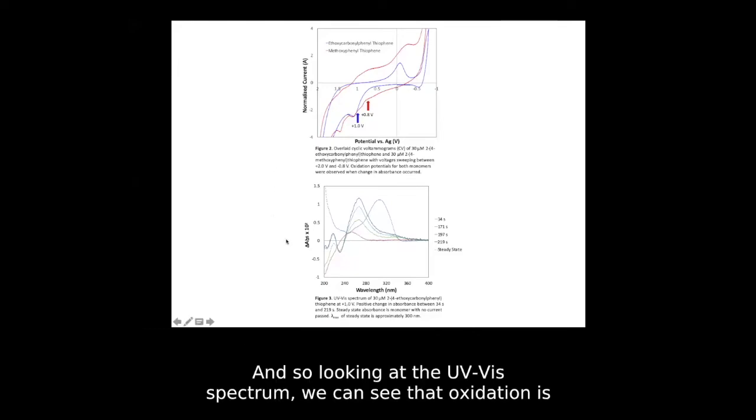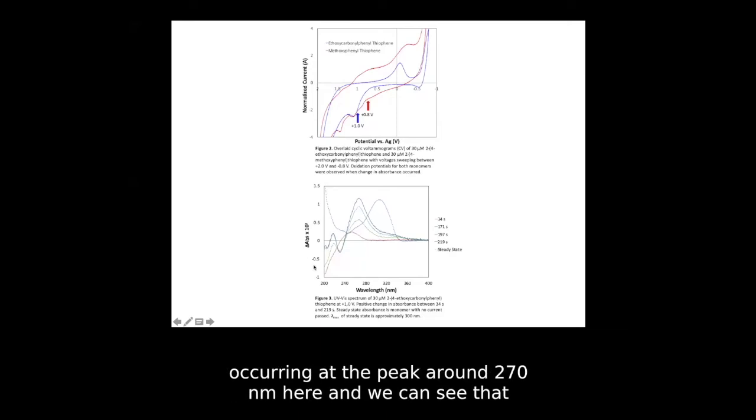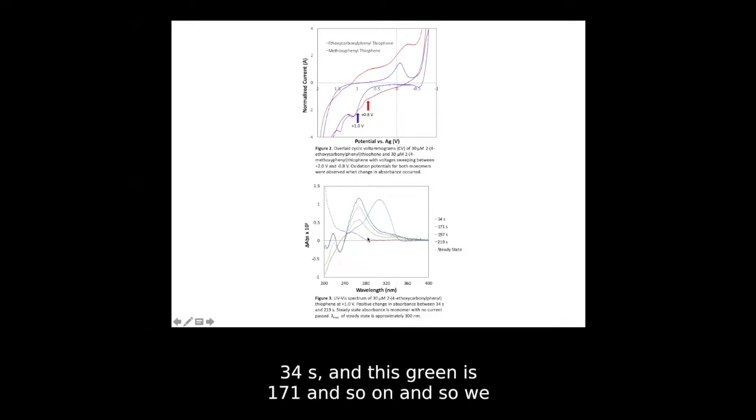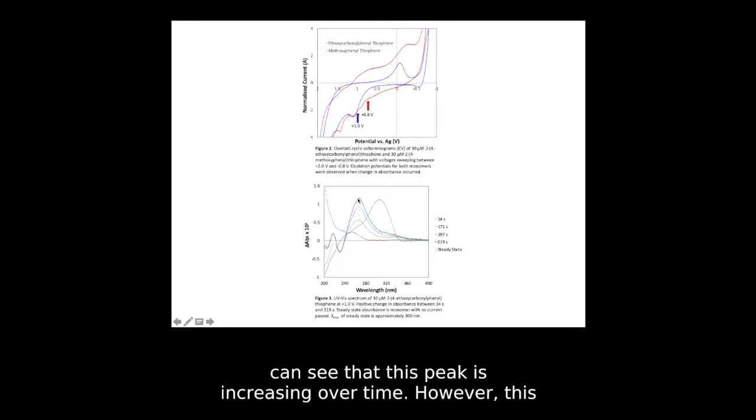And so looking at the UV-vis spectrum, we can see that oxidation is occurring at the peak around 270 nanometers here. And we can see that it increases over time. So this red line here represents the absorbance at 34 seconds, and this green is 171, and so on. And so we can see that this peak is increasing over time.